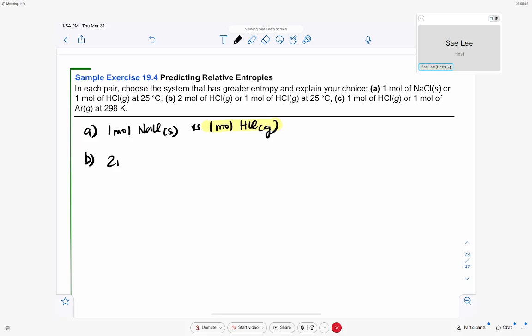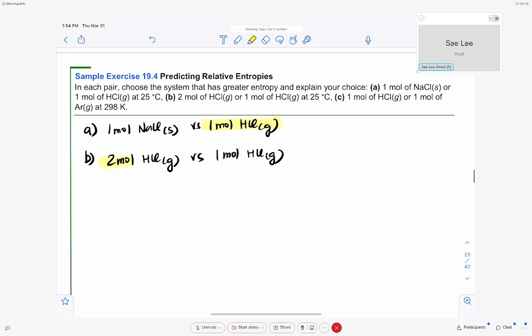Question B, you have 2 moles of HCl gas versus 1 mole of HCl gas. Which one's going to have higher entropy? 2 moles of gas, right? More molecules, more number of microstates, an increase in entropy.